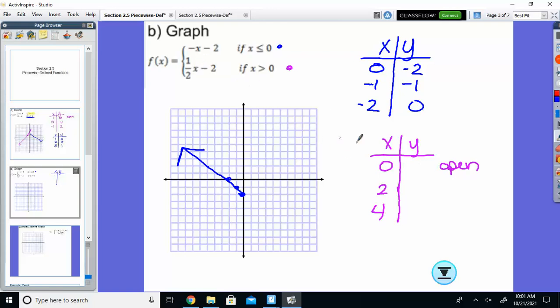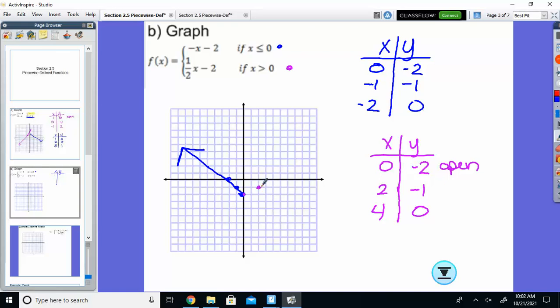So if I put in 0, 1/2 times 0 is 0, minus 2 being -2. Put in a 2, 1/2 times 2 is 1, minus 2 is -1. Put in a 4, 1/2 times 4 is 2, minus 2 is 0. Now when I go down at 0, -2, it says open, but I already have it closed. If you end up with an open and a closed circle at the same point, you just leave it closed.